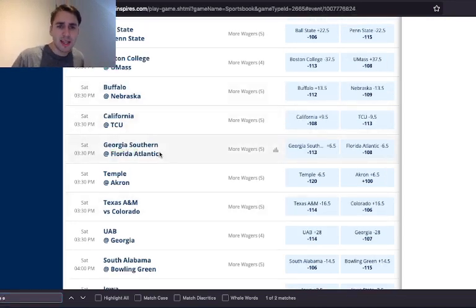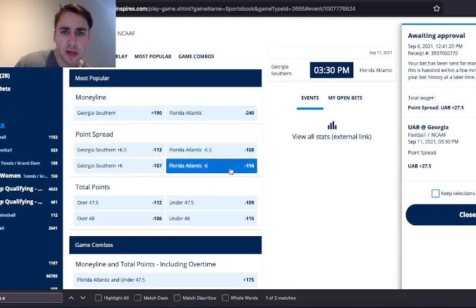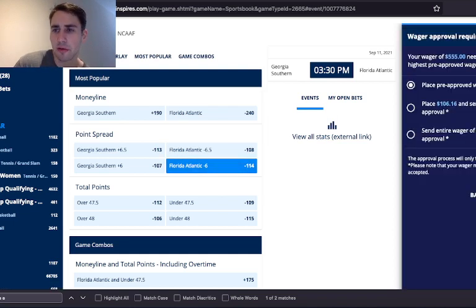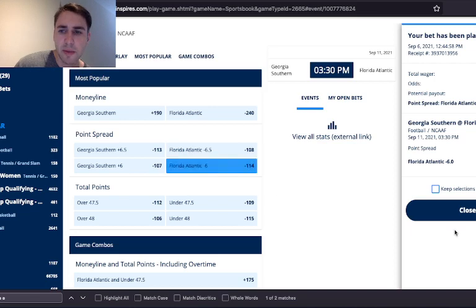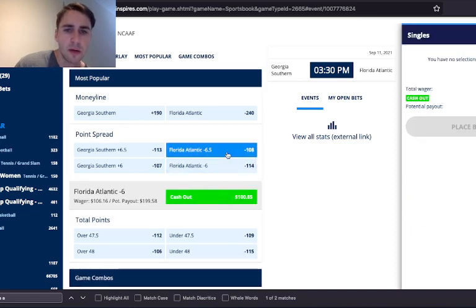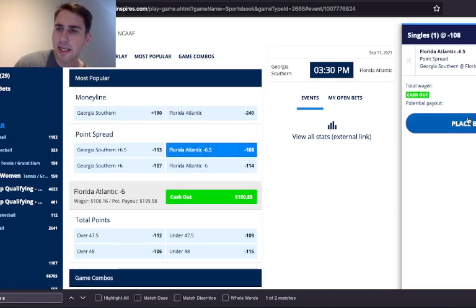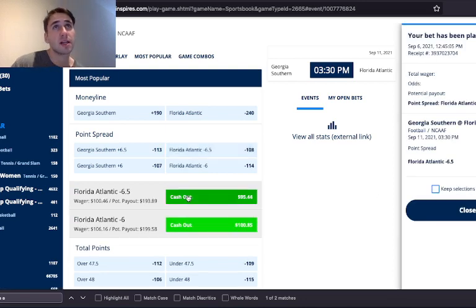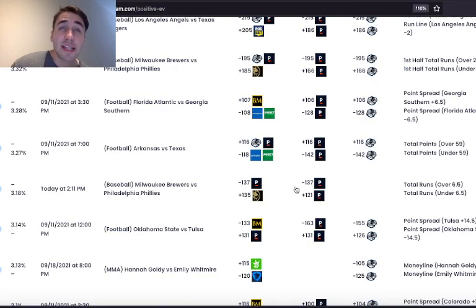Again, you want to move quick to get in on the good ones. So we'll go to Florida Atlantic and we'll bet both the point spreads, and it'll probably give me roughly $100 on each. So we see it gives me 106 bucks here, and then on the -6.5, it'll give me another 146. So we just collected like $7 in EV, whatever it is. And that's how you do it, right?